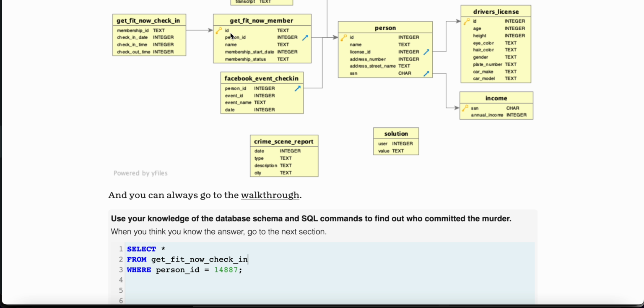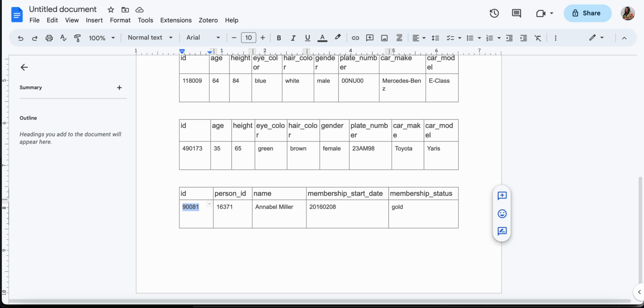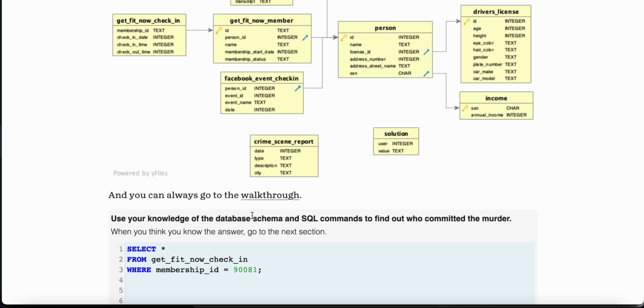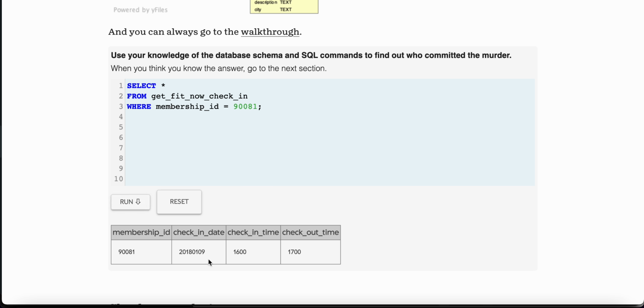The membership ID and the get fit ID is the same thing. So joined together, we are looking at membership ID, which is what I copied from that table previously, this number here that I copied, and let us see what happens. Okay, so she checked in by 5 o'clock, and she checked in by 6 o'clock, and she checked out by 4 o'clock, and she checked out by 5 o'clock.